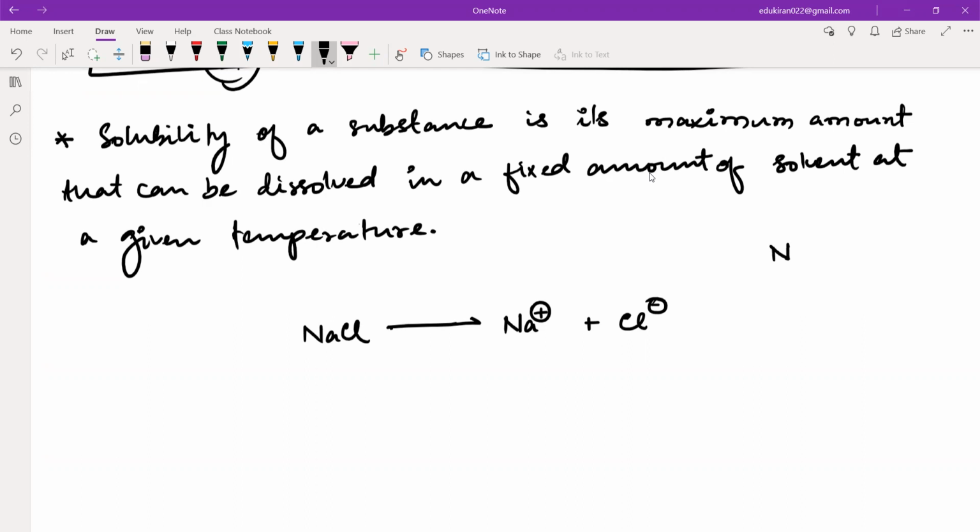And as Muhammad Umar was saying, how is Na plus solvated? You have water molecules whose oxygen end is directed towards sodium like this, and they surround the sodium ion. When they are surrounding the sodium ion, the sodium ion is away from the chlorine ion. That is why these are isolated.